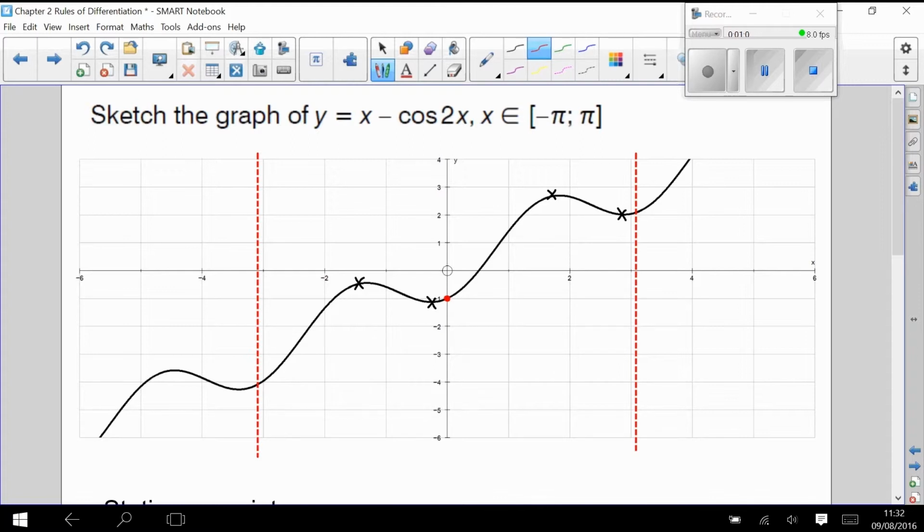If I know that they are local maximum and local minimum, I immediately can understand the gradient of the curve, because it will be increasing towards a maximum and decreasing from it, or decreasing towards a local minimum and increasing to the right of it. We're going to start by finding our stationary points.